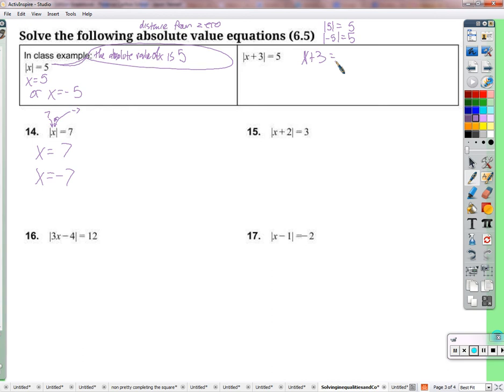So this stuff inside the absolute value, whatever x is, it could come out to be what? Remember, I'm taking the absolute value of this. This stuff could be five, so we set the inside stuff equal to five. Or the inside could be negative five, so that when I take the absolute value, I still get five. The inside stuff, x plus three, could come out to be five or negative five. When we solve both of these equations, subtracting three on both sides, x is two or x is negative eight.